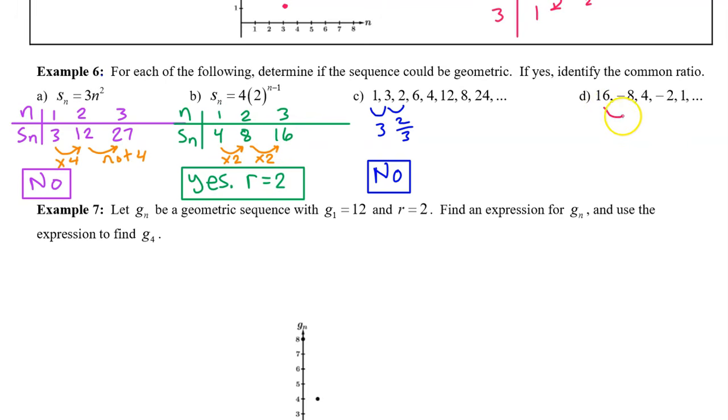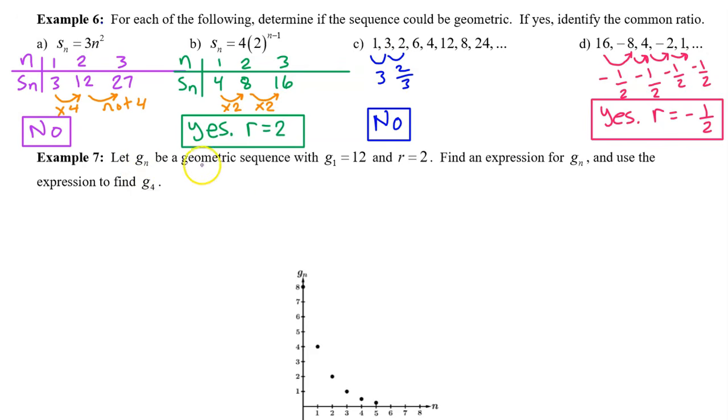Looking at part D, the second term divided by the first term is going to be negative 1/2. And then the third term divided by the second term is also negative 1/2. And then the fourth term divided by the third term is negative 1/2. And then the fifth term divided by the fourth term, one more time, is negative 1/2. So yes, this is geometric with a common ratio of negative 1/2.